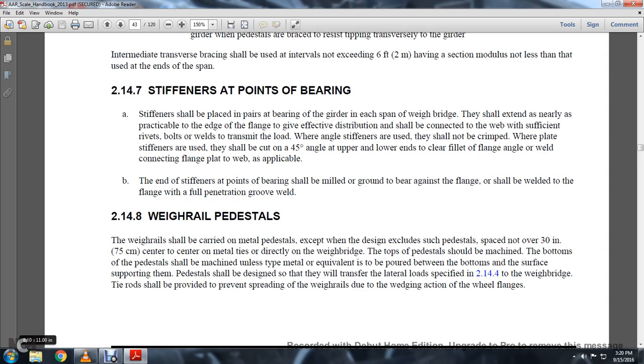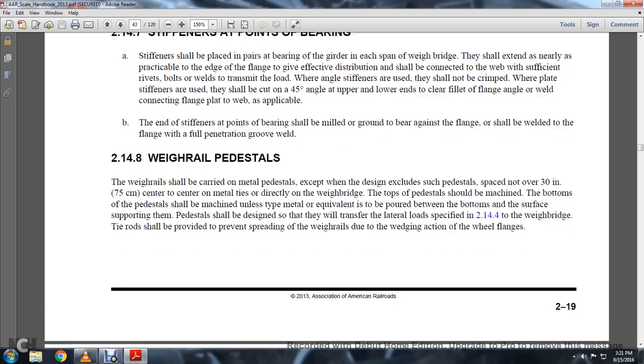214.8 Way rails pedestal. The way rail should be carried on a metal pedestal, except where the design excludes such a pedestal, not over 30 inches from center to center of the metal ties directly to the way bridge. The top of the pedestal should be machined. The bottom of the pedestals should be machined unless a type of metal equivalent is poured between the bottoms of the surfaces that support them. Pedestals shall be designed so that they will transfer the lateral loads specified in 214.4. On the way bridge, provision shall be made for preventing spread of the way rails due to the wedging action of the wheel flanges.